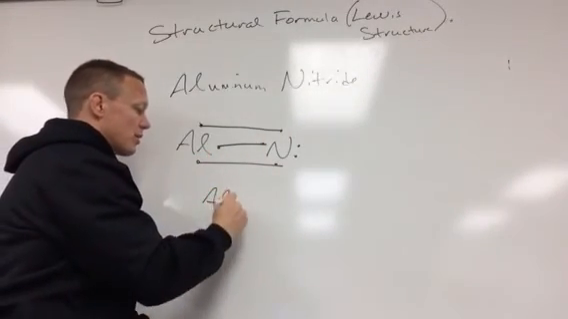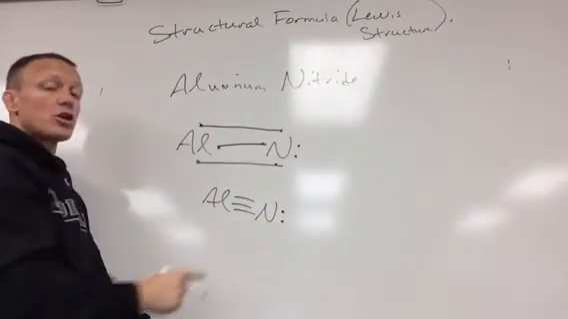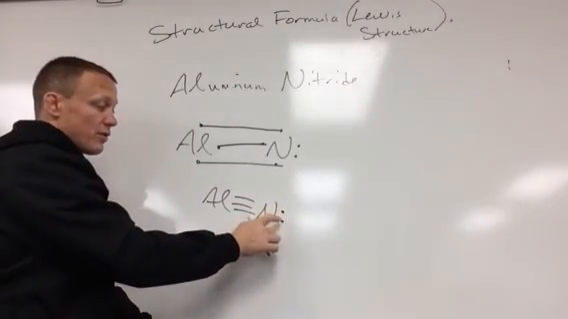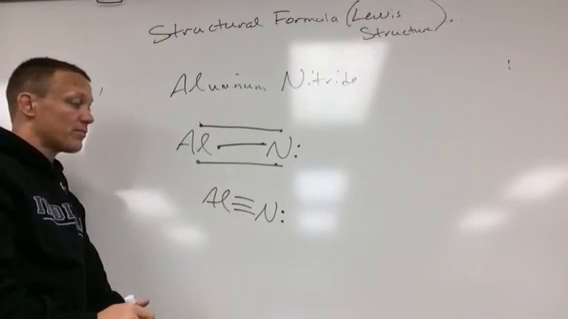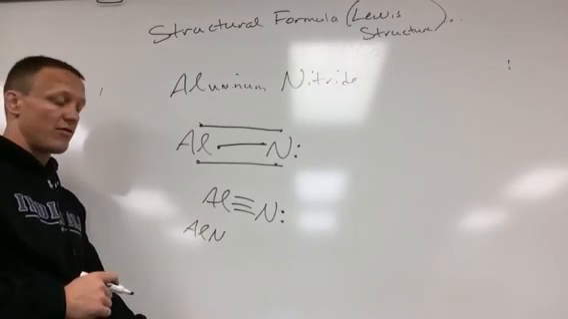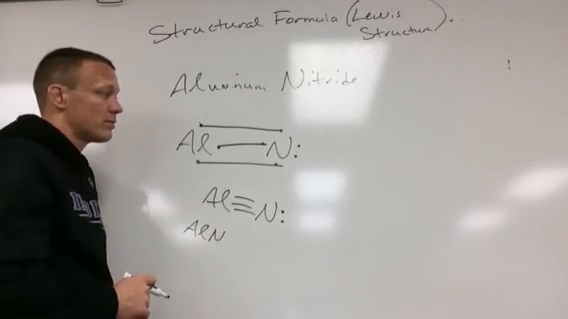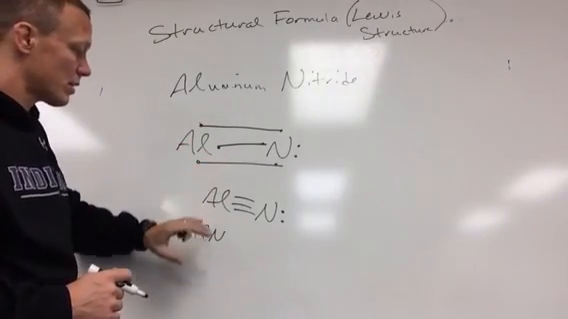I usually would draw this. Again, there's still an unshared pair of electrons on nitrogen sitting over here. So 2, 4, 6, 8 around nitrogen. Aluminum's just getting rid of them. So your formula would just be AlN, 1 aluminum atom for every 1 nitrogen atom. Again, structural formula, chemical formula.